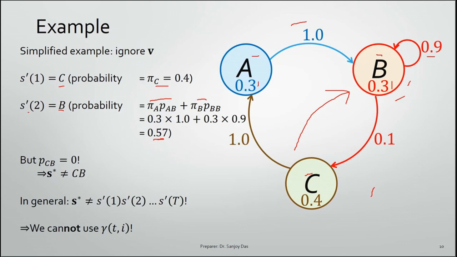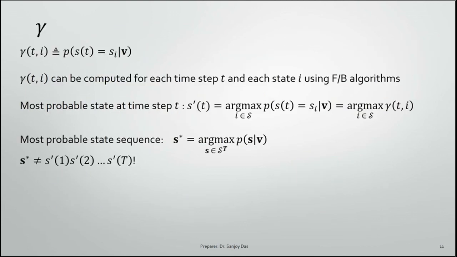Therefore, we cannot use alphas and betas to find gamma and then find S star, the most likely sequence of states. We cannot use gamma t(i), because we just saw that S star is not equal to S prime 1, S prime 2 until S prime T. So for this, we need the Viterbi algorithm.